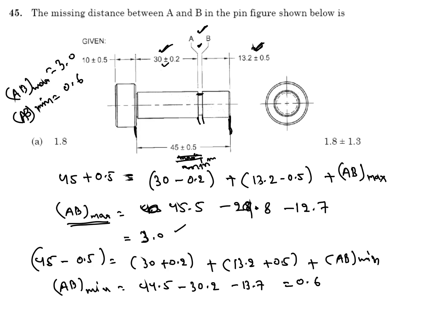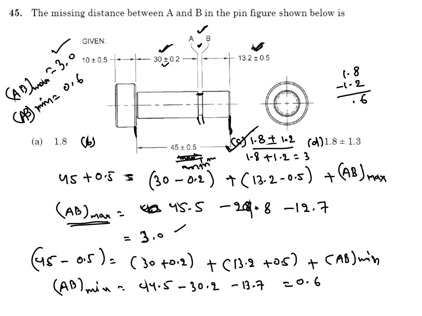If you check from the options, A and B value, C is our correct answer. 1.8 for the maximum value, 1.8 plus 1.2 you will get 3. This is satisfying. Minimum value, 1.8 minus 1.2 you will get 0.6 value. This is also satisfying. So C is our answer.